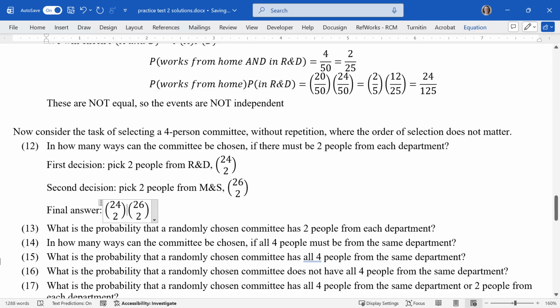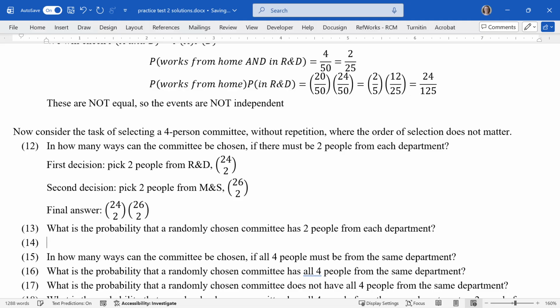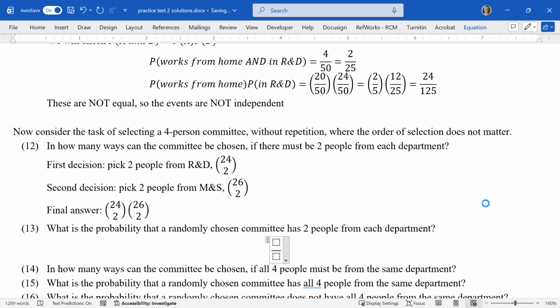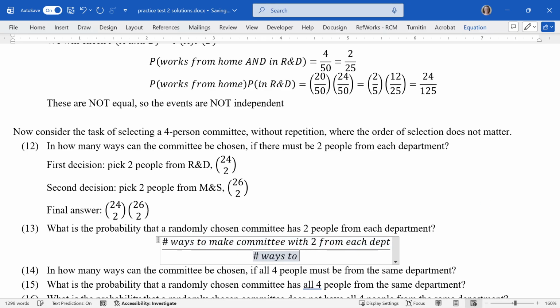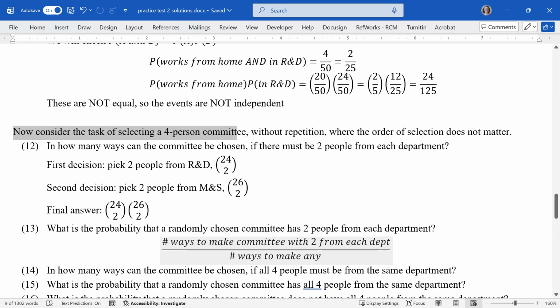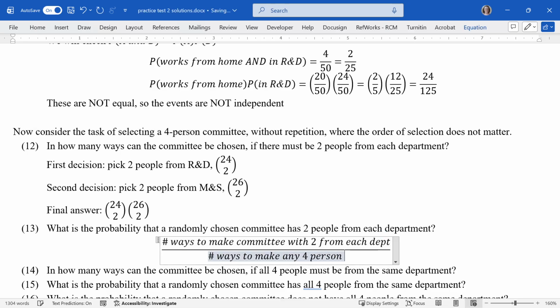Okay. What is the probability that a randomly chosen committee has 2 people from each department? So we're going to use the answer we just calculated as part of this, but not the whole thing. On the top, we want to put the number of ways to make a committee with 2 from each department. And on the bottom, the number of ways to just make any committee. But it's still a 4-person committee, so the number of ways to perform the experiment under discussion, which is making a 4-person committee. So any 4-person committee.